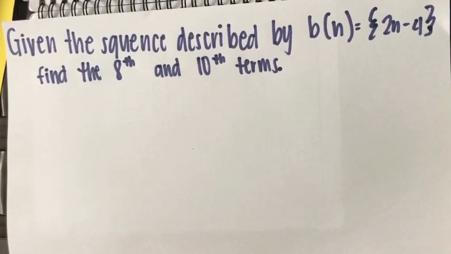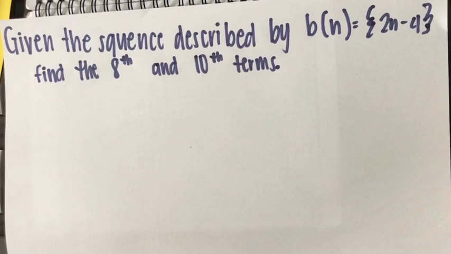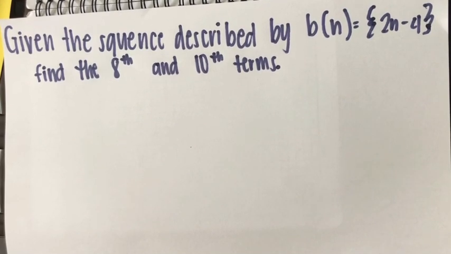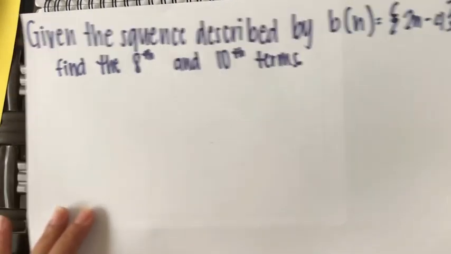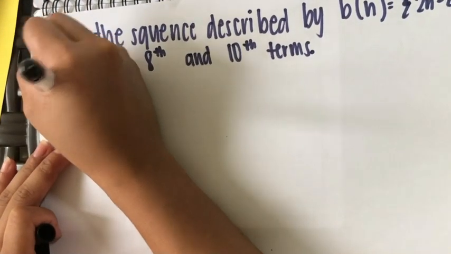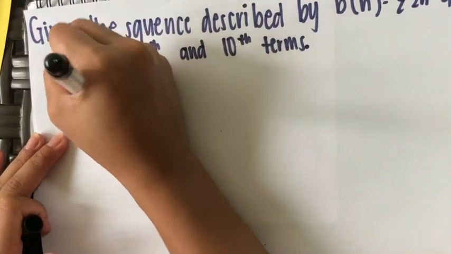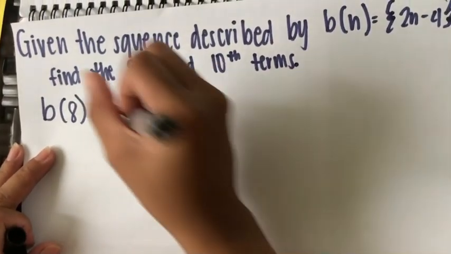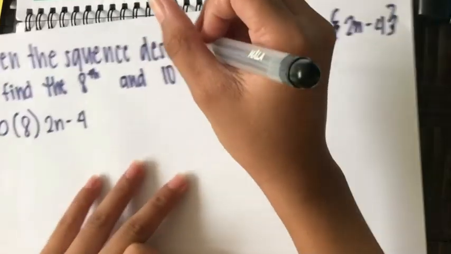Now, our example. Given the sequence described by b of n is equal to 2n minus 4, find the 8th term and 10th term. So, let us write this, then copy 2n minus 4. The same goes for the 10th term.